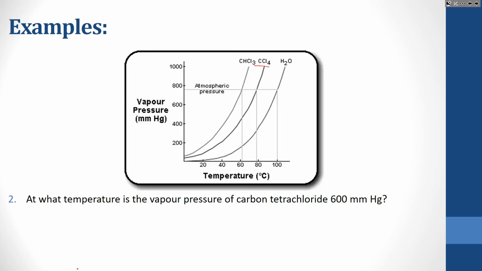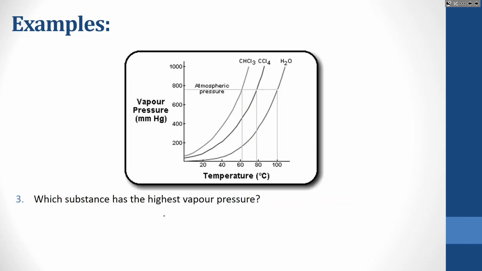So I'm going to go at 600. I'm going to draw a line across to CCl4, which is here, and I'm going to drop a line down as straight as I can. Looking at that, it's falling almost bang in between 60 and 80. So I'm going to say it's about 70 degrees. So if we heat CCl4 up to 70, it gets a pressure of 600 millimeters of mercury.